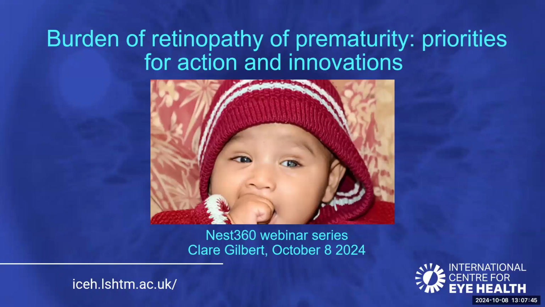I'm going to talk about the burden of retinopathy of prematurity, priorities for action and innovation. Now you're going to see several photographs of children who are blind from ROP. If you look carefully at this child's eyes, you can see a white reflex in the black central pupil of the eye. What you're seeing is the detached retina, which is pulled right up behind the lens of the eye, and this child is now irreversibly blind.